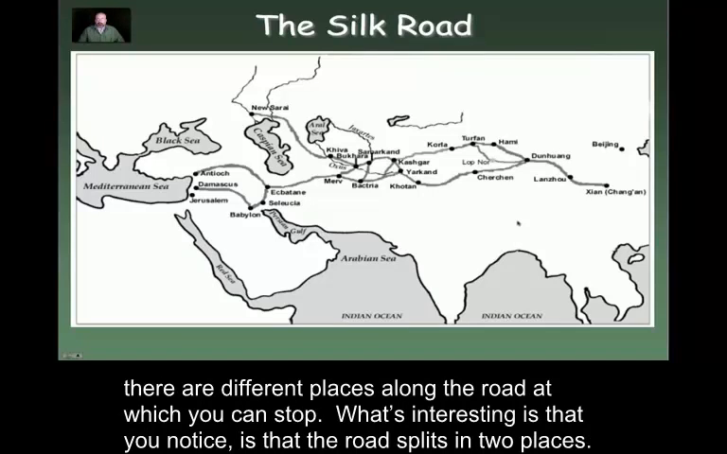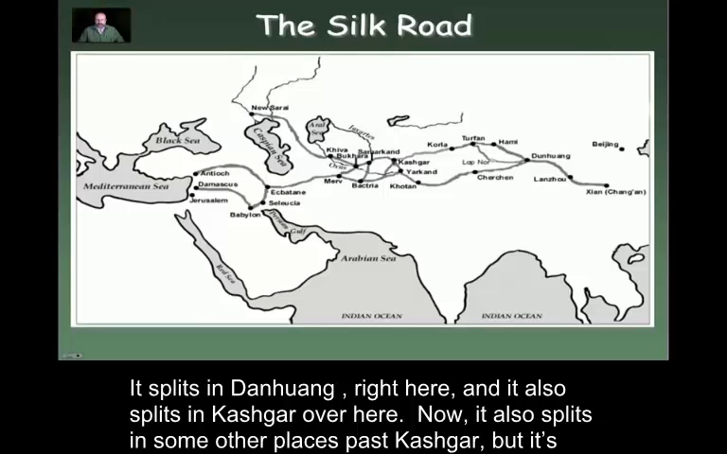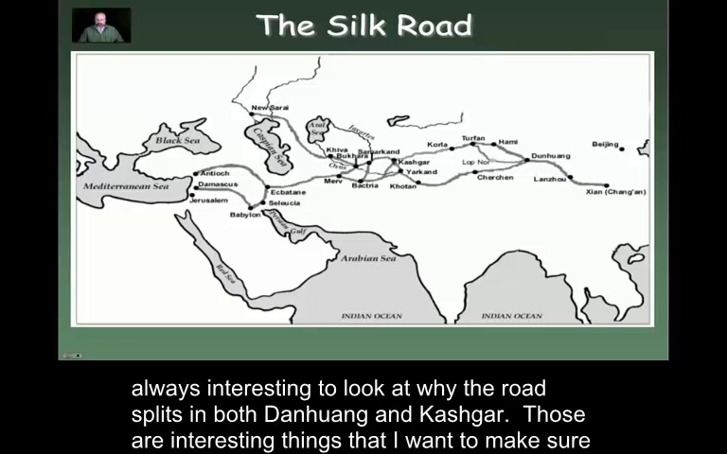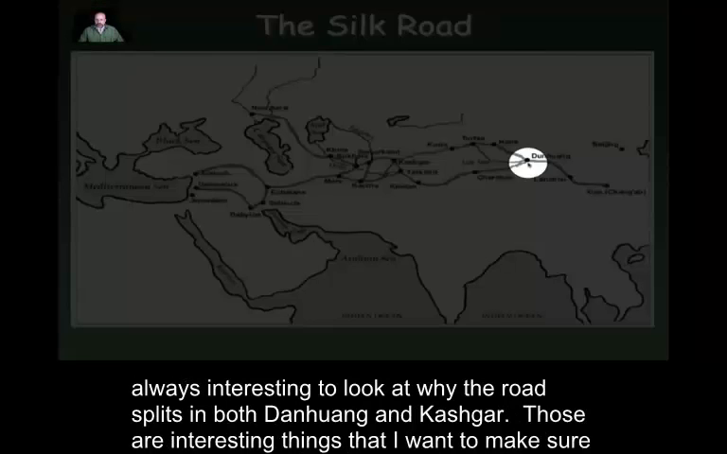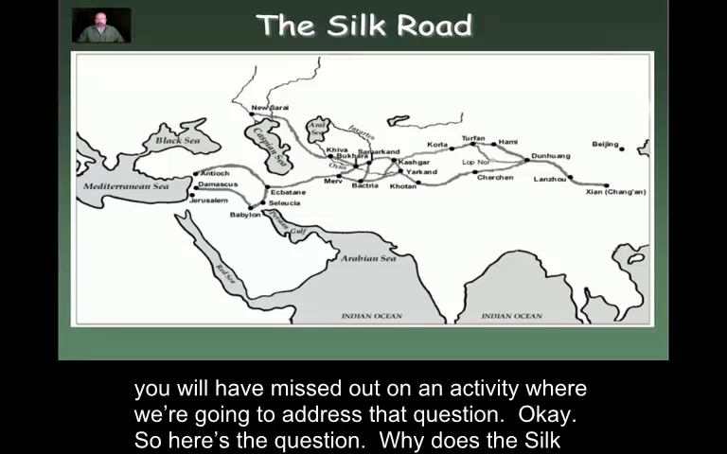What's interesting is that you notice that the road splits in two places. It splits in Donghuang, right here, and it also splits in Kashgar, over here. Now it also splits in some other places past Kashgar, but it's always interesting to look at why the road splits at both Donghuang and Kashgar. Those are interesting things that I want to make sure that you understand as we explore this. So if you're absent from class and you're watching the screencast, you will have missed out on an activity where we're going to actually address that question.